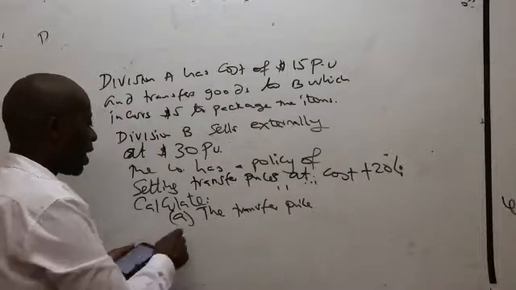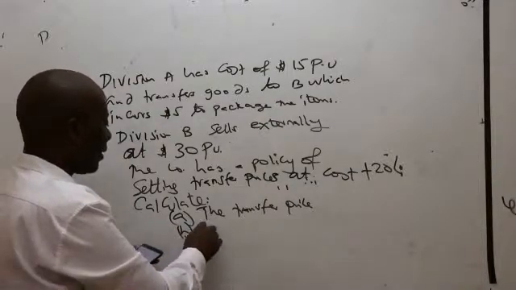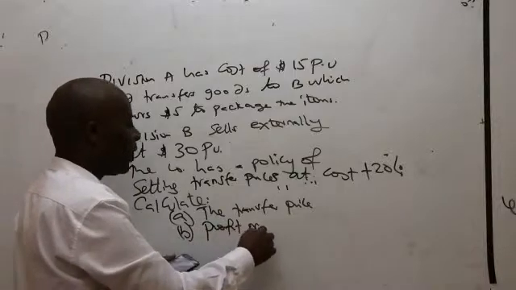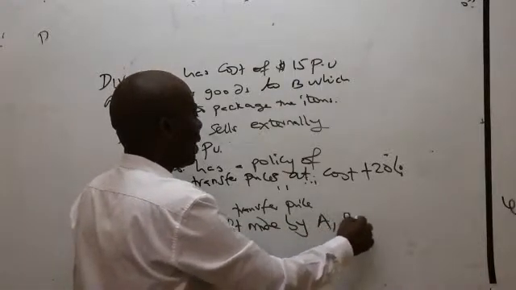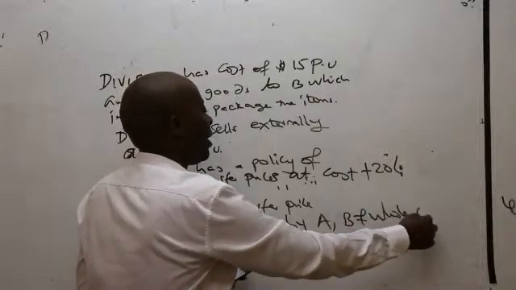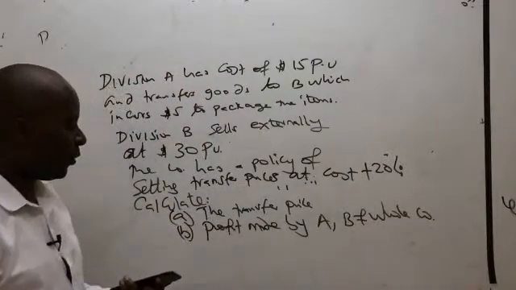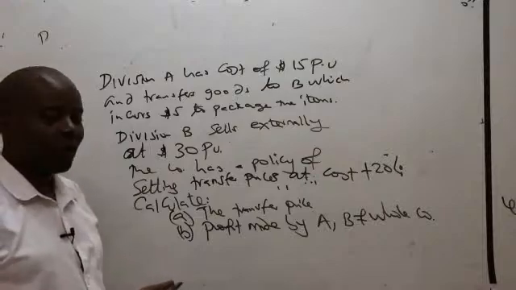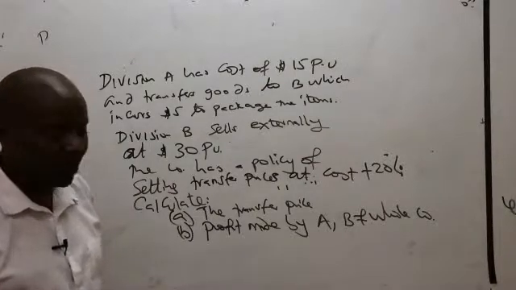We calculate the transfer price, and then we have B, the profit made by A, B, and the whole company. Profit made by A, B, and the whole company.